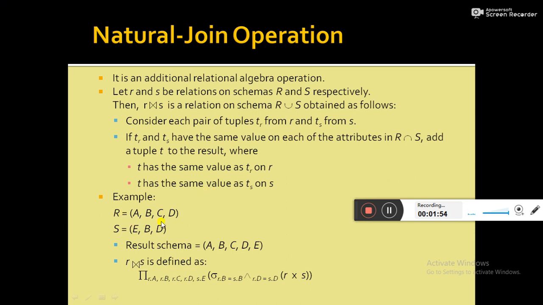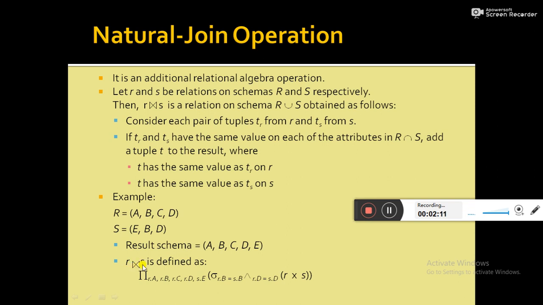Take an example. R is a relation consisting of A, B, C, D. This is the schema of R, this is the schema of S. Now if we write R natural join S, this is the representation of natural join operation.